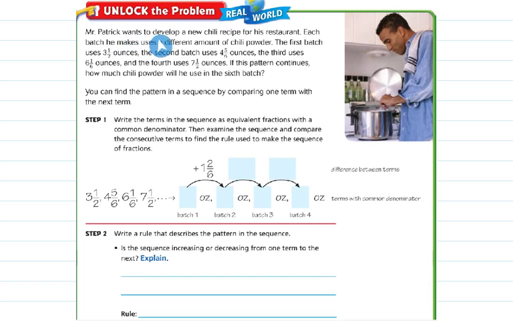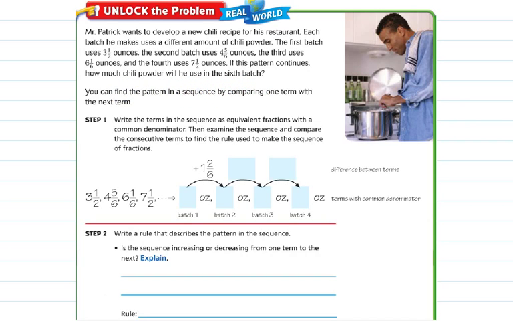Mr. Patrick wants to develop a new chili recipe for his restaurant. So that means that he wants to create something new that doesn't exist, boys and girls. Each batch he makes uses a different amount of chili powder. The first batch uses 3.5 ounces. The second batch uses 4 5/6 ounces. And the third uses 6 1/6 ounces. And the fourth uses 7.5 ounces. If this pattern continues, how much chili powder will he use in the sixth batch?